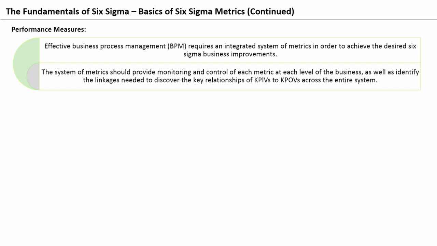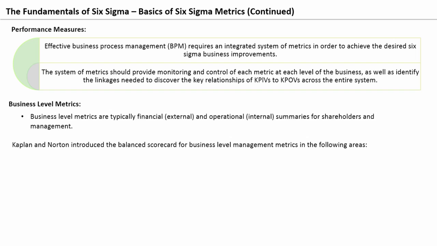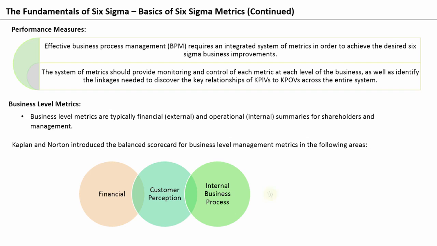A closer look at each level reveals the kind of measures and sampling strategies required for an effective Six Sigma process. Business-level metrics. Business-level metrics are typically financial or external and operational or internal summaries for shareholders and management. Kaplan and Norton introduced the balanced scorecard for business-level management metrics in the following areas: financial, customer perception, internal business processes or operations, company learning and growth, employee satisfaction, sometimes added as a fifth category.